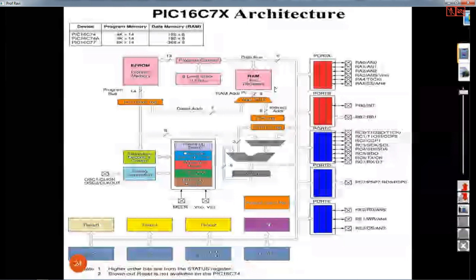And coming to the data memory, it is partitioned into 4 banks, and each bank is 128 bytes. In the 8051, it is divided into 4 banks, each bank being 8 registers, 8 bytes. But here each bank is 128 bytes. So 128 into 4.